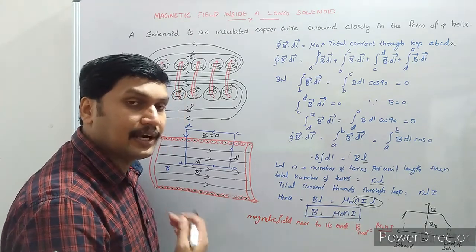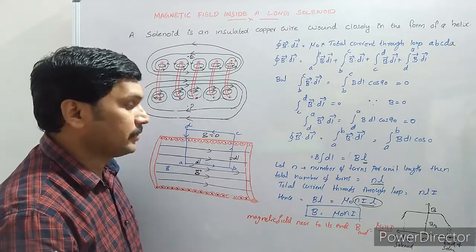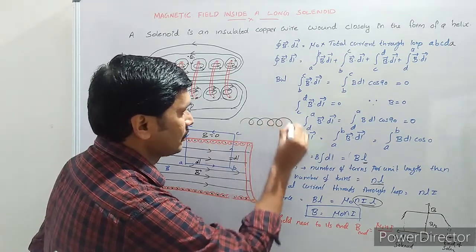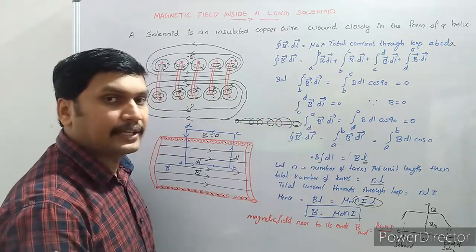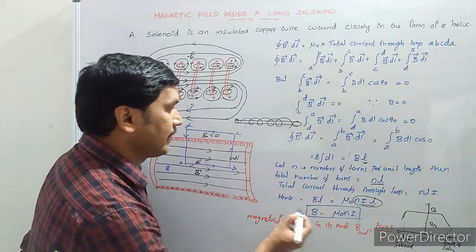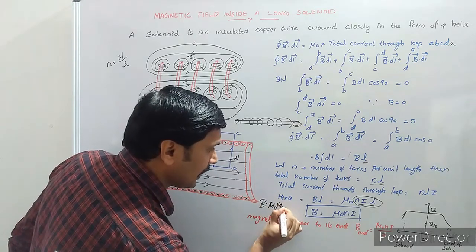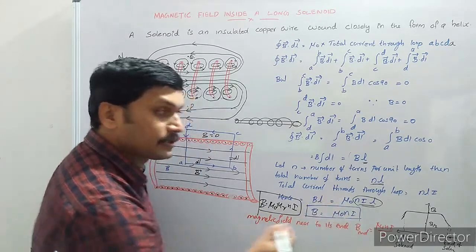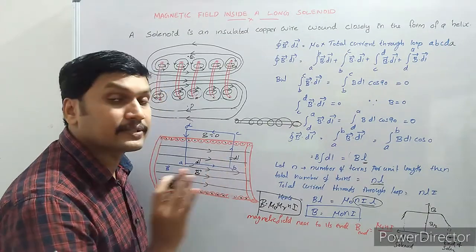If you are inserting any other magnetic material having a relative permeability mu r, suppose we have a solenoid like this, and inside the solenoid we are inserting a magnetic material of relative permeability mu r, we will write the magnetic field as B is equal to mu0 into mu r into n I. That will be the magnetic field. This equation can be used only for an air-cored solenoid, or if it is vacuum inside the solenoid.